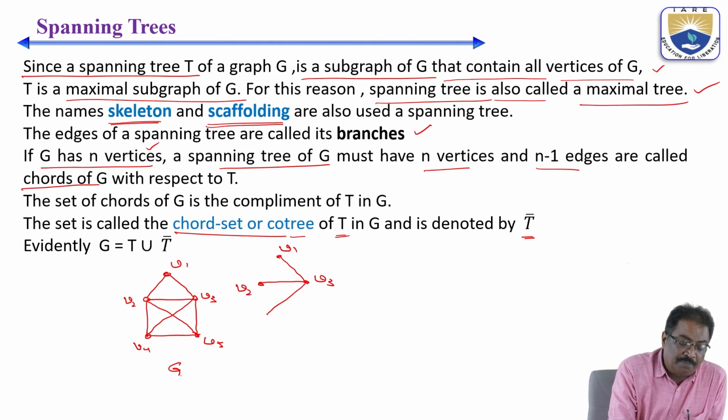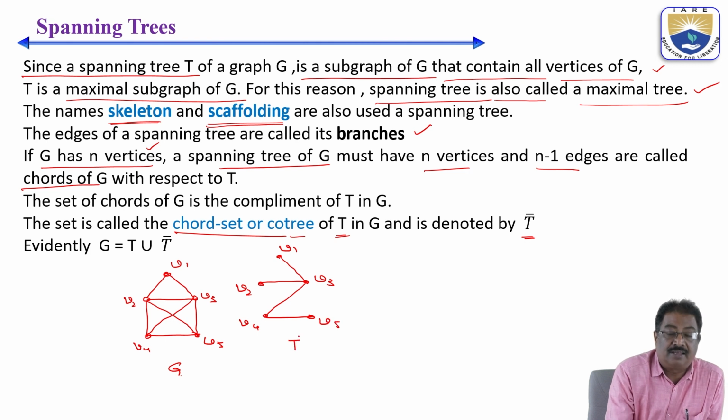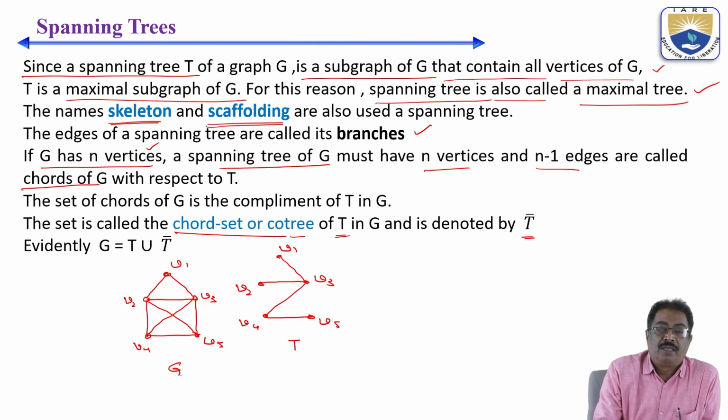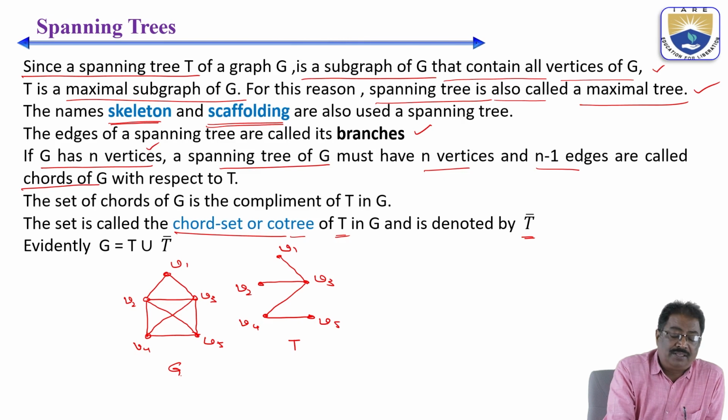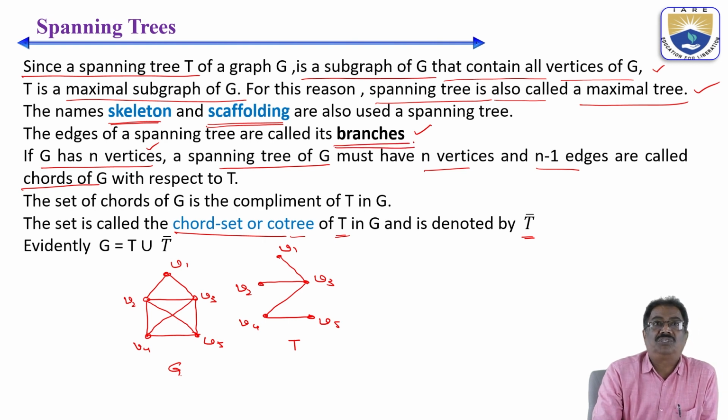Then we can take many subgraphs and we are going to get many spanning trees. One of the spanning trees is like this. Whatever edges are there in the spanning tree, we call them branches. The edges of a spanning tree are called branches.